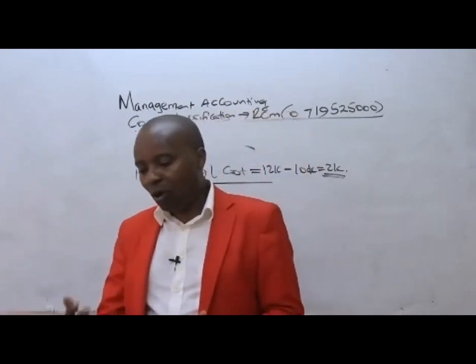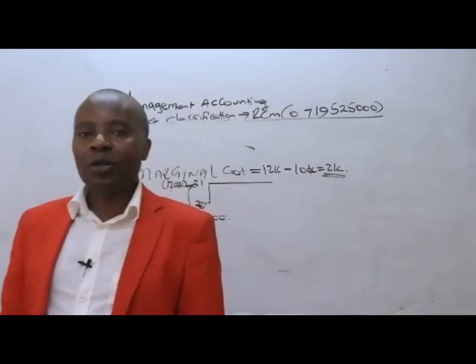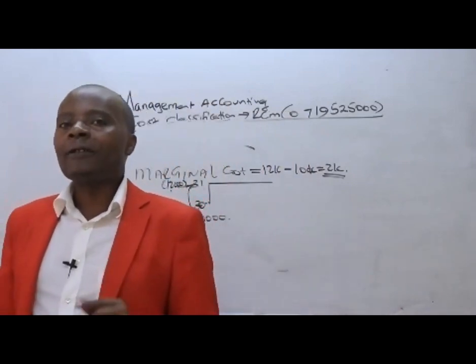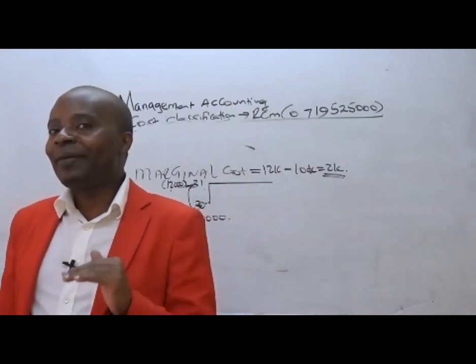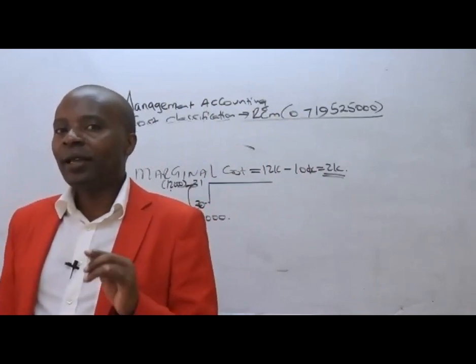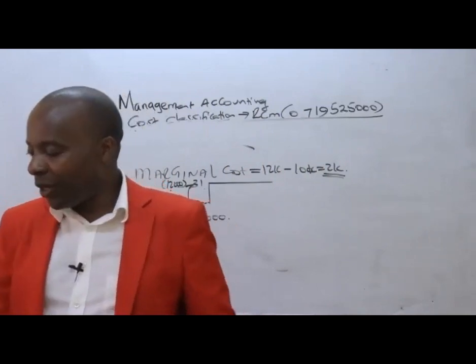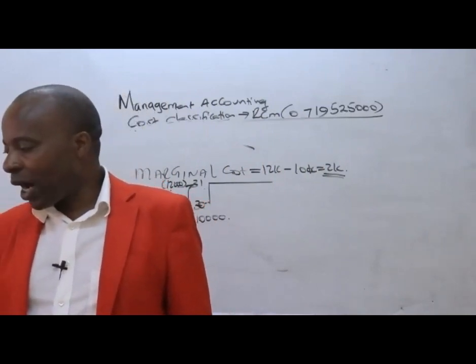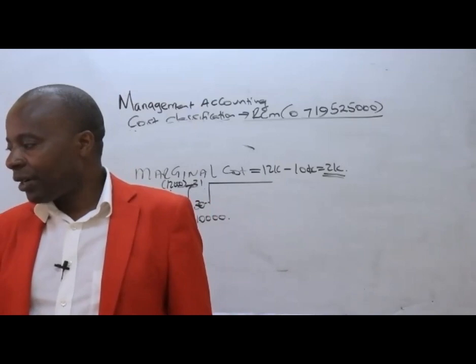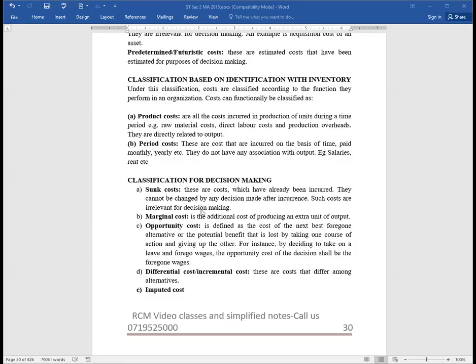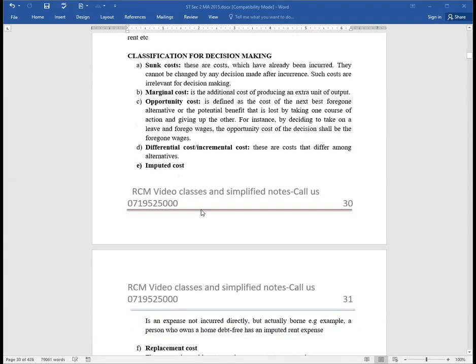All incremental costs, ladies and gentlemen, are what here? They are relevant. Remember, there is a difference between incremental and marginal. The difference is that marginal is only for 1 unit. Marginal is only for 1 unit. And that is very important for us to appreciate. And then we have the imputed cost.